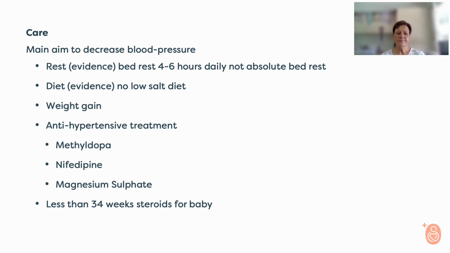Then antihypertensive treatment. These 3 drugs that I've put here under the 3 bullets are the most important ones, and we will talk about each one of them separately: methyldopa, which we have talked about earlier, nifedipine, and magnesium sulfate. And then depending on whether the pregnancy is going to be terminated, if the mother is less than 34 weeks pregnant, it's also good to give her steroids for lung maturation if the pregnancy is going to be terminated.